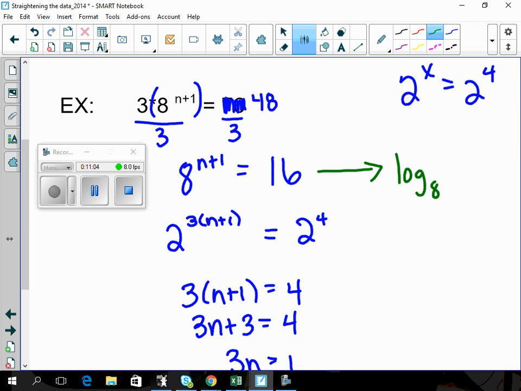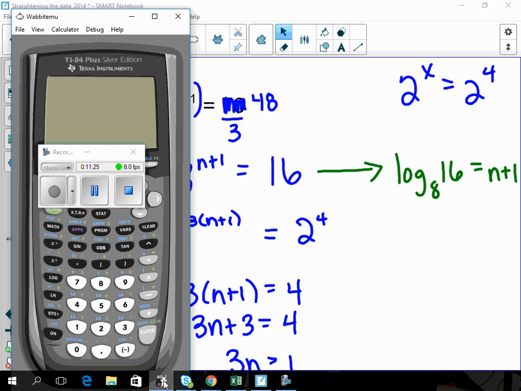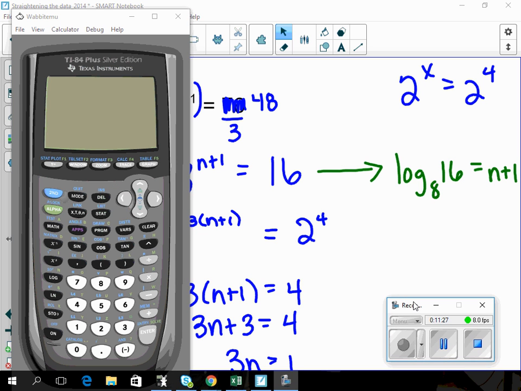Log base 8 of 16, which by the way is simply a number, equals n plus 1. Are we okay with what I just did there? The base is the base of this. It's this to that power. Log base 8 of 16 is simply a number. If you know the change of base formula, it's log of 16 divided by the log of 8.